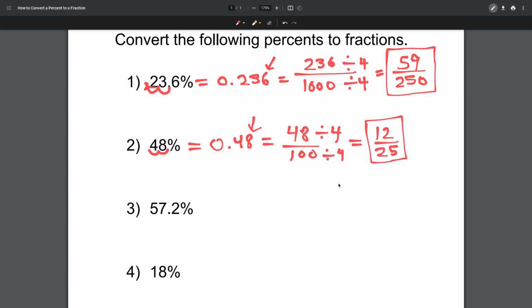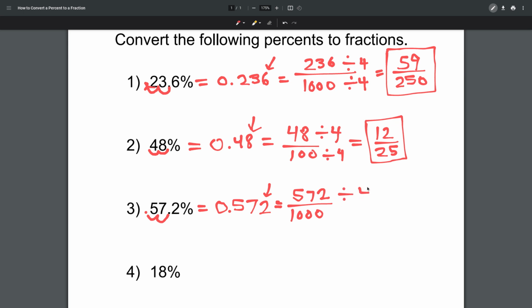Okay, next one. We've got 57.2%. We're going to start by moving the decimal place 2 places to the left and placing it here. So as a decimal, this is 0.572. The last non-zero digit is in the thousandths place, so I'm going to write this as 572 over 1,000. Let's see, 72 is divisible by 4, so 572 is divisible by 4, as is 1,000.